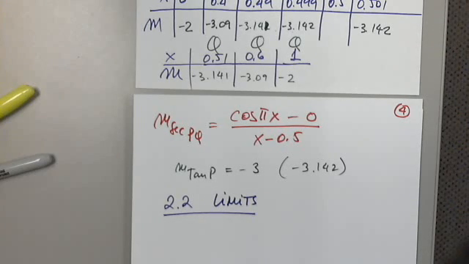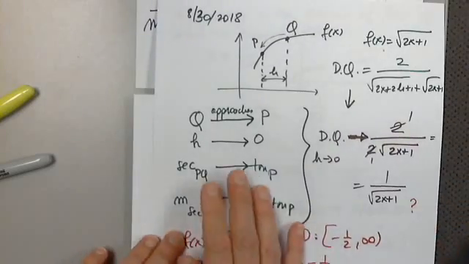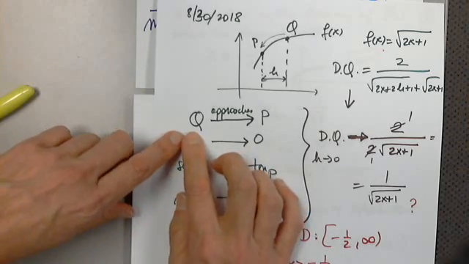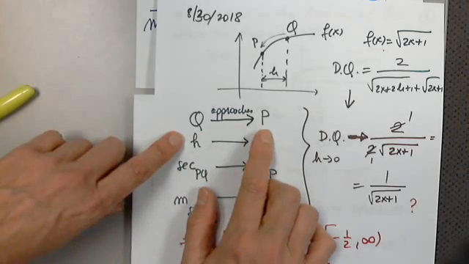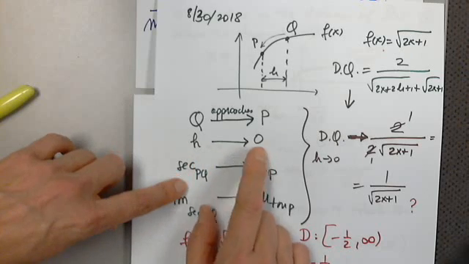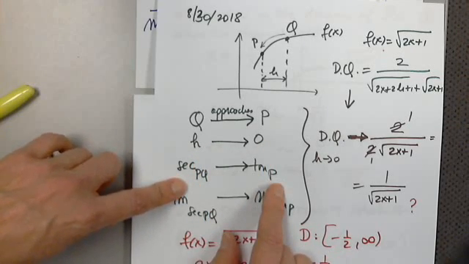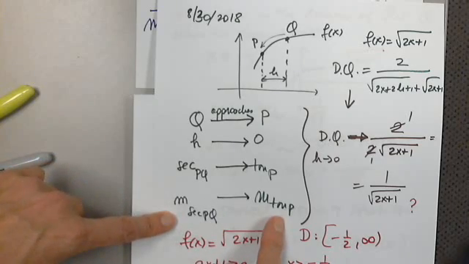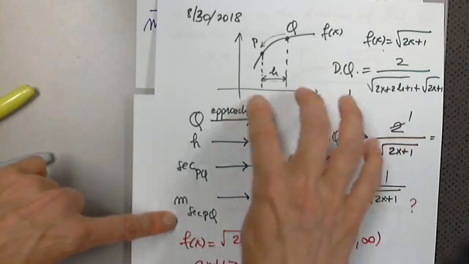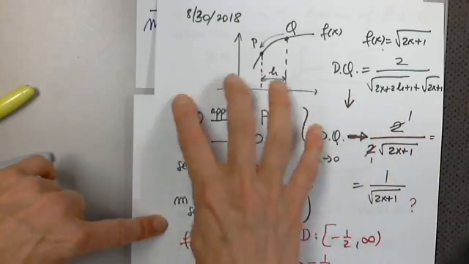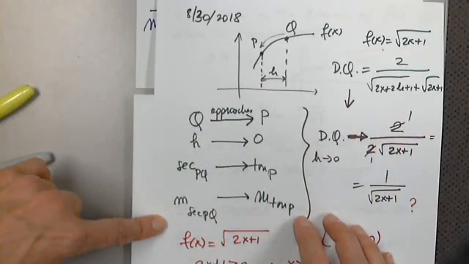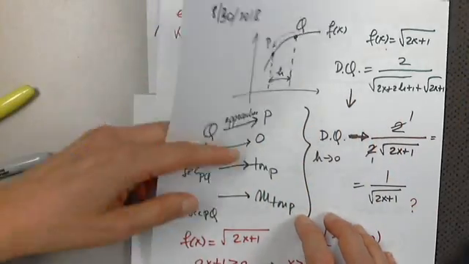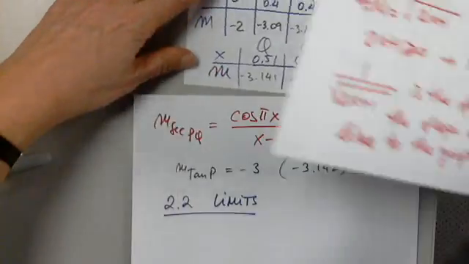A few minutes ago, I wrote this. That Q can be brought closer and closer to P, which means H approaches 0, which means the secant line becomes the tangent line, which means the slope of the secant line becomes the slope of the tangent line. This is not the correct mathematical way in which we write this. So here's the correct mathematical way.